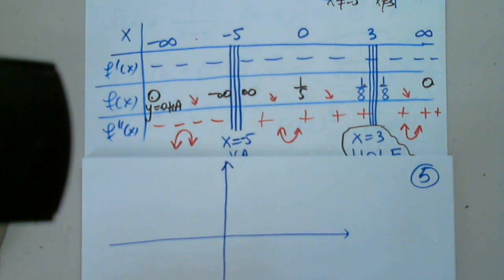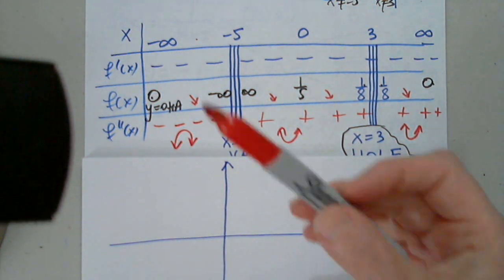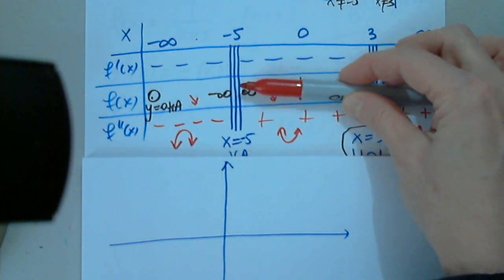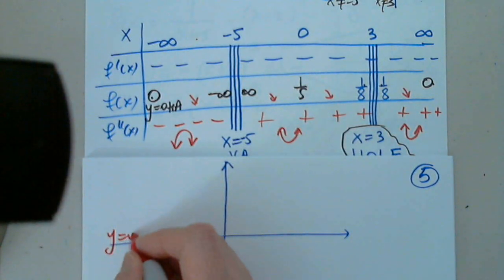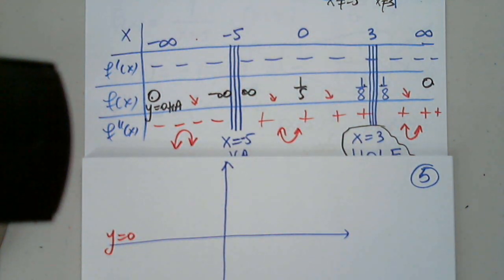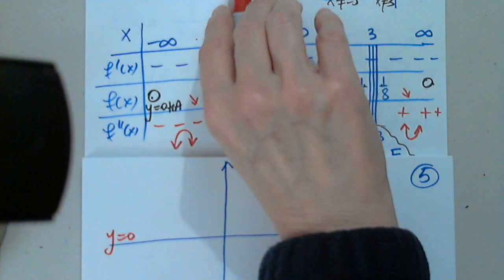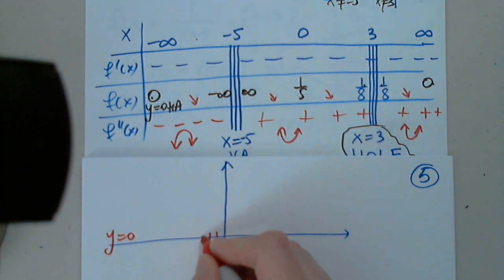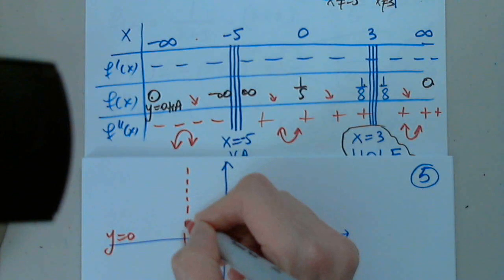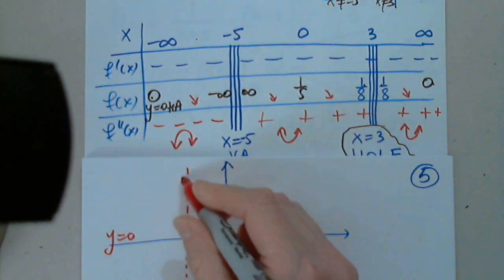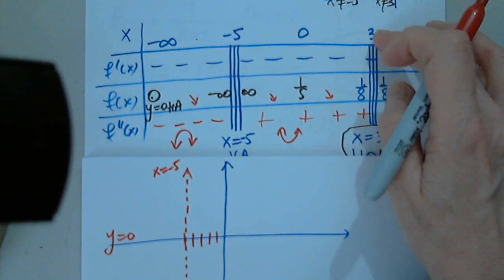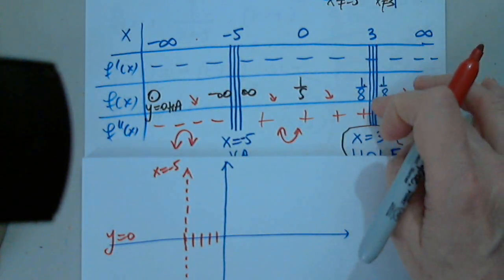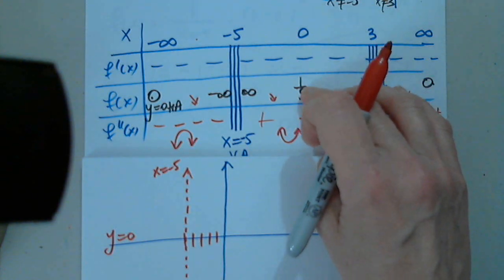When we graph functions with asymptotes, we have to graph the asymptotes first. So there is a horizontal asymptote at 0, but there is no need. I already have it. I'm just going to emphasize it by writing it here, so I know I didn't forget. It has a vertical asymptote at -5. 1, 2, 3, 4, 5, and here it is. So this is my x equals -5. That's done.